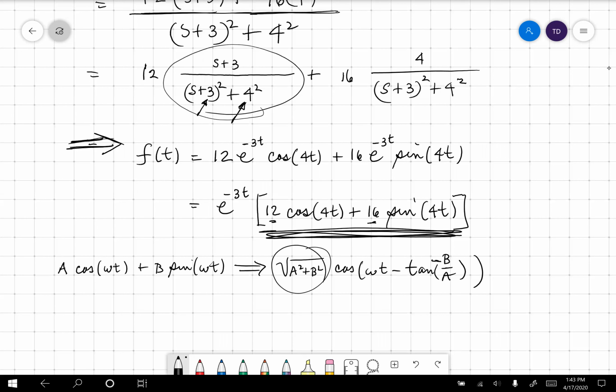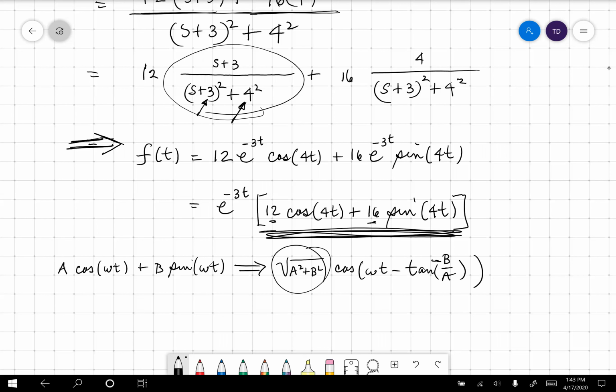Okay, let's do one last example just to show you that all the numbers in the world don't always turn out real nice. Sometimes they're ugly, but the process is the same. Example, f of s equals 4s plus 1 divided by s squared plus 4s plus 9.